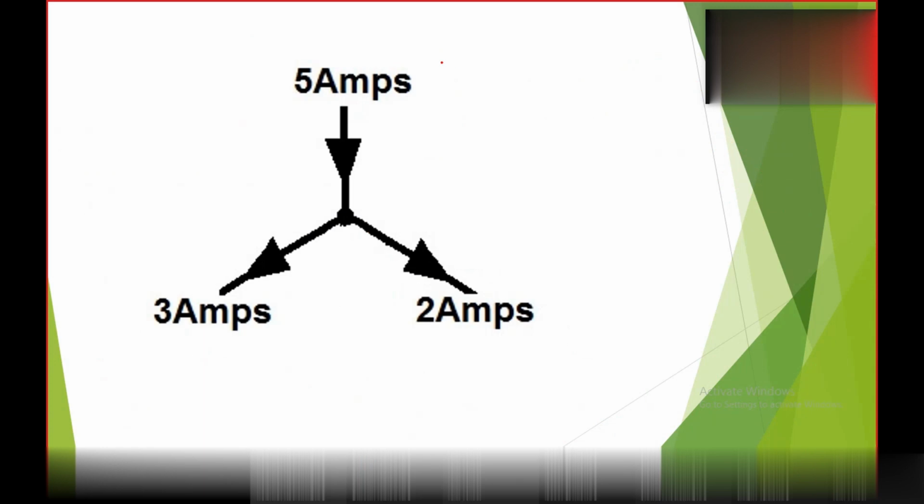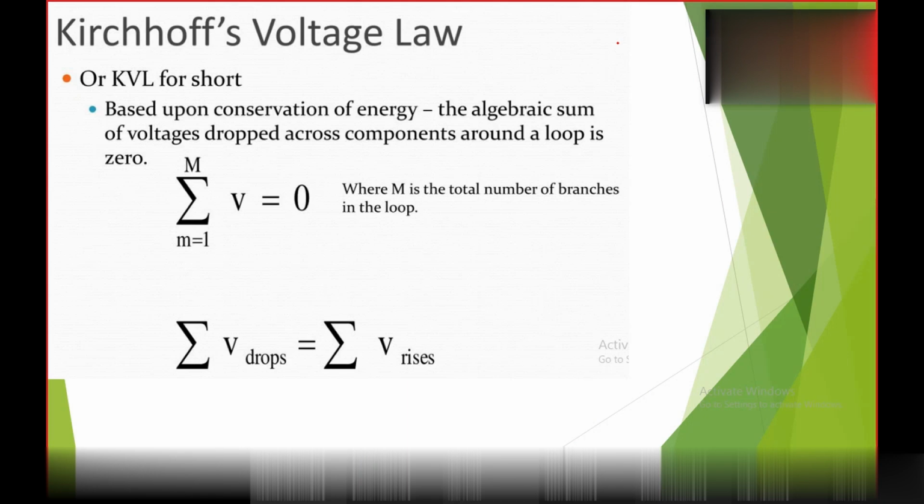So next is, you can see here 5 ampere current यहाँ आ रहा है. So 3 ampere इधर जाएगा तो 2 ampere will flow in this direction. Now next is Kirchhoff voltage law.